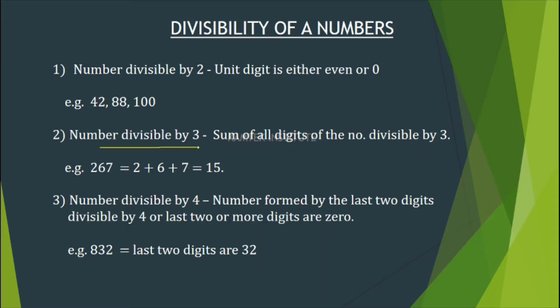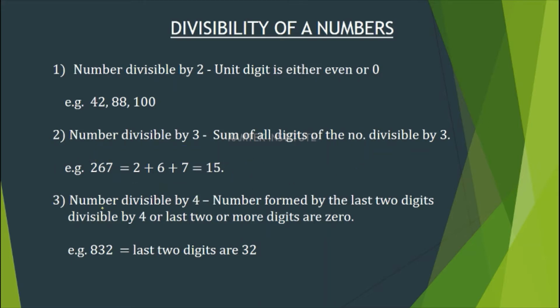When the sum of all the digits of a number is divisible by 3, then that number is divisible by 3. Supposing we have a number 267, we add these digits: 2 plus 6 plus 7. So 2 plus 6 is 8 and 8 plus 7 is 15. So we divide 15 by 3. It is divisible, that is, we get 5 over here. So that means this whole number will also be divisible by 3. Okay?